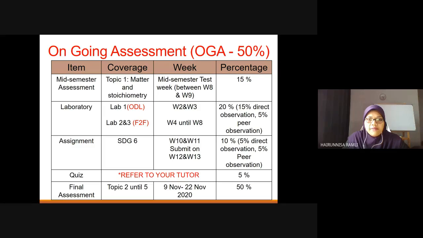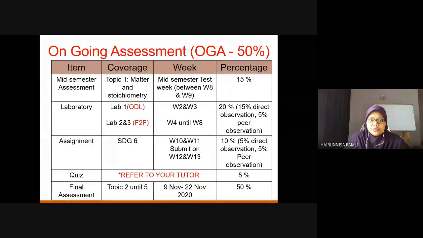And then we have assignment. We cover topic SG. Ini pun I will brief later. Okay, sebab lambat lagi. The topics pun saya tak decide lagi macam mana. And okay, and you have to submit on week 12 and week 13. So this assignment is 10%. Also we'll have 5% DO and 5% PO. Pembahagian markah ni nanti saya akan explain balik lah.